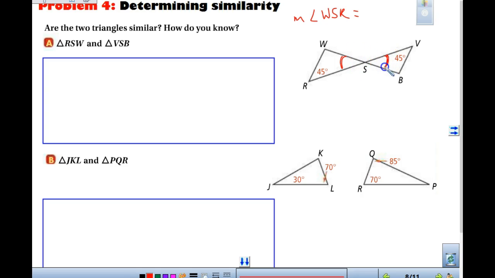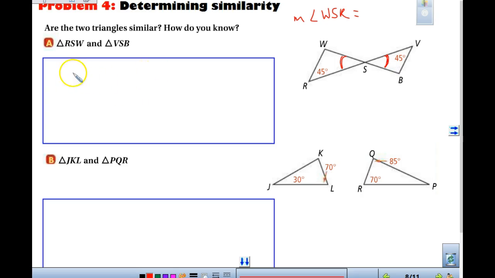Called what kind of angles? When they go across like this, they have a special name. Who remembers? Raise your hand. What do you got, Grace? Vertical. They are vertical angles. So these two angles are going to be congruent because they are vertical angles.